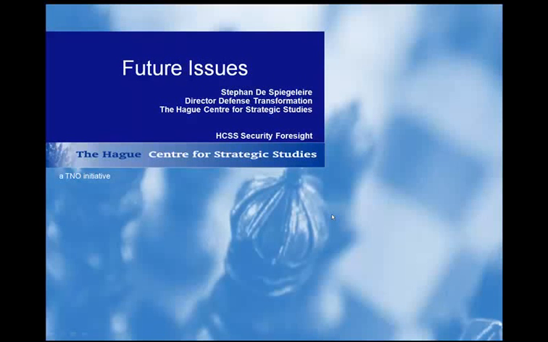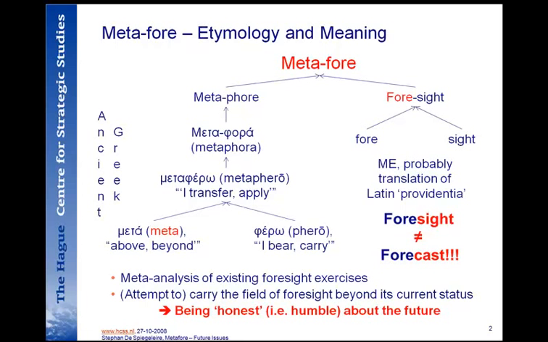To walk you through some of the ideas that we have on future issues, which is a product that we produce for a couple of our customers in the area of foresight. We do quite a bit of work on foresight for a couple of different customers, both in the public sector and the private sector. But this is really a new product that we're trying to develop, where we're trying to apply some of our ideas on metaforesight to various issues that our customers are interested in.